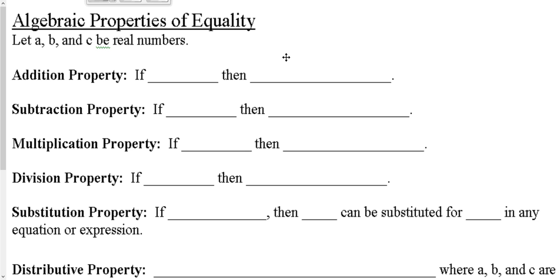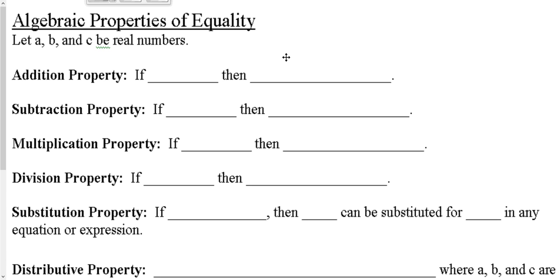All right, 2.5, day 1. Reasons using properties from algebra. So we have these algebraic properties of equality. We're going to let A, B, and C be real numbers. So we're going to be writing these in terms of A, B, and C. But we can just think of those as any real numbers.